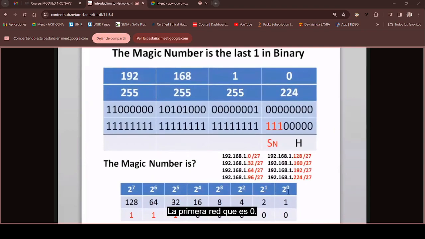The first network being 0, 192.168.1.0/27, then the 32 subnet /27, 64, 96, 128, 160, 192, and 224. The subnets go up in increments of 32, following the magic number. Now that we see the pattern and how the last borrowed bit affects the location of the subnetworks, let's try it with a /28 subnet mask.